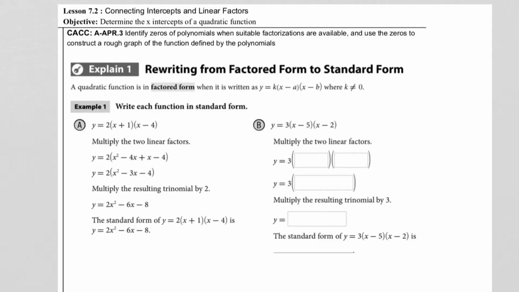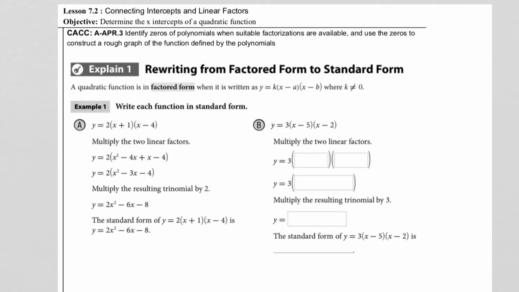Section 7.2, connecting intercepts and linear functions. A quadratic function is in factored form when it's written as y equals k times (x minus a) times (x minus b). This should be a refresher from where we ended 6.3 in the first semester. If we're taking something in factored form and trying to make it standard form, we're essentially going to have to multiply everything out.